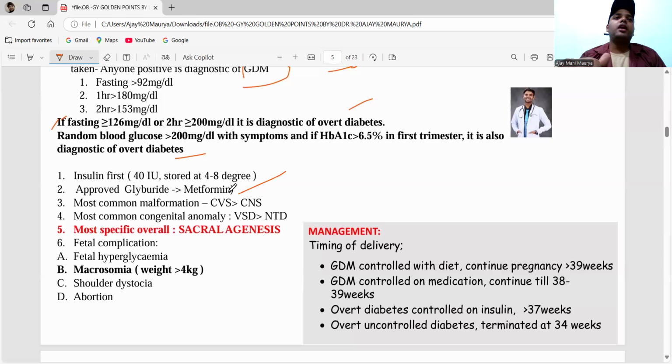Cardiovascular system: the most common congenital anomaly is the VSD. The most specific overall is sacral agenesis. What are some fetal complications, guys? You have fetal hyperglycemia, macrosomia, weight of more than 4 kg, shoulder dystocia, and abortion, guys.